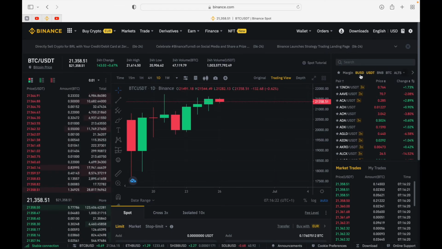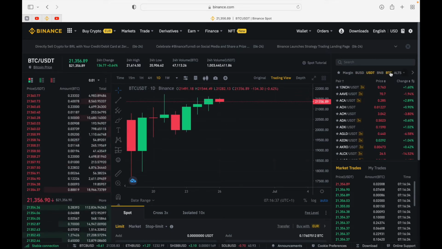BUSD is actually a stable coin. USDT is actually a stable coin. BNB is not, it's a volatile coin. BTC is a volatile coin. These are the basic quote coins that we can find on Binance Exchange.